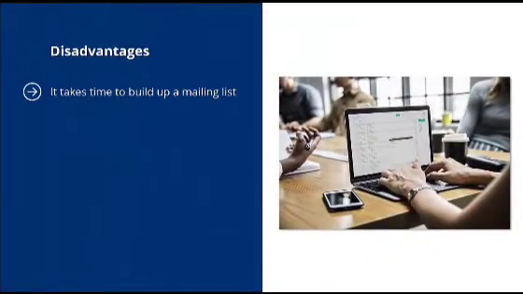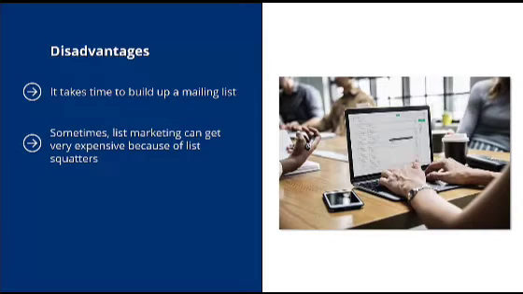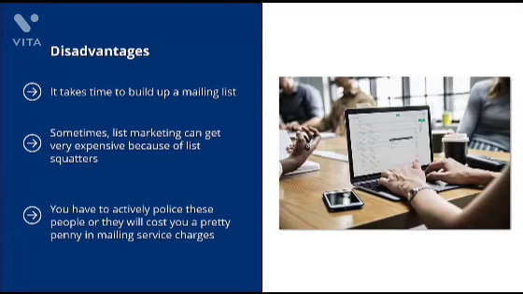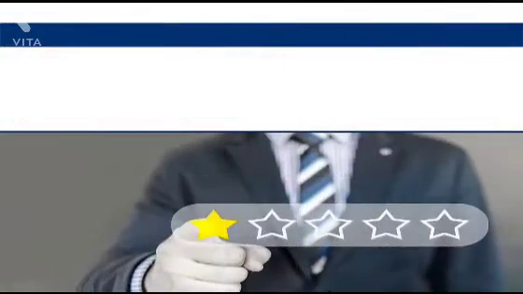Disadvantages. It takes time to build up a mailing list. Sometimes list marketing can get very expensive because of list squatters. These are people who join your mailing list but never unsubscribe despite the fact that they have stopped reading your updates. You have to actively police these people or they will cost you a pretty penny in mailing service charges. Most email systems charge you based on how big your mailing list is, not based on how many people open your updates. To nuke list squatters, many email systems like Aweber enable you to identify list members who haven't opened your emails and purge them.